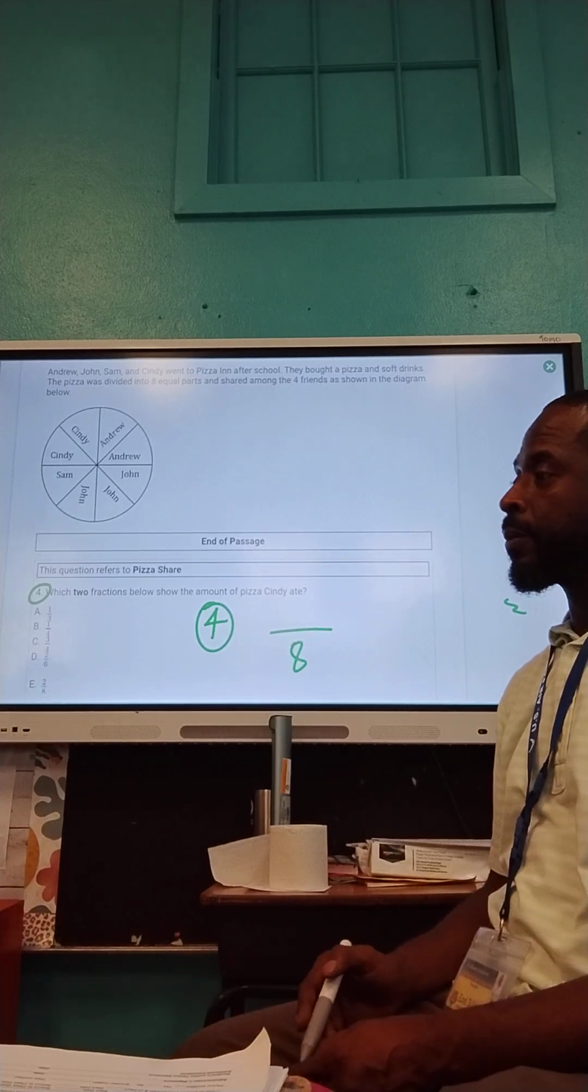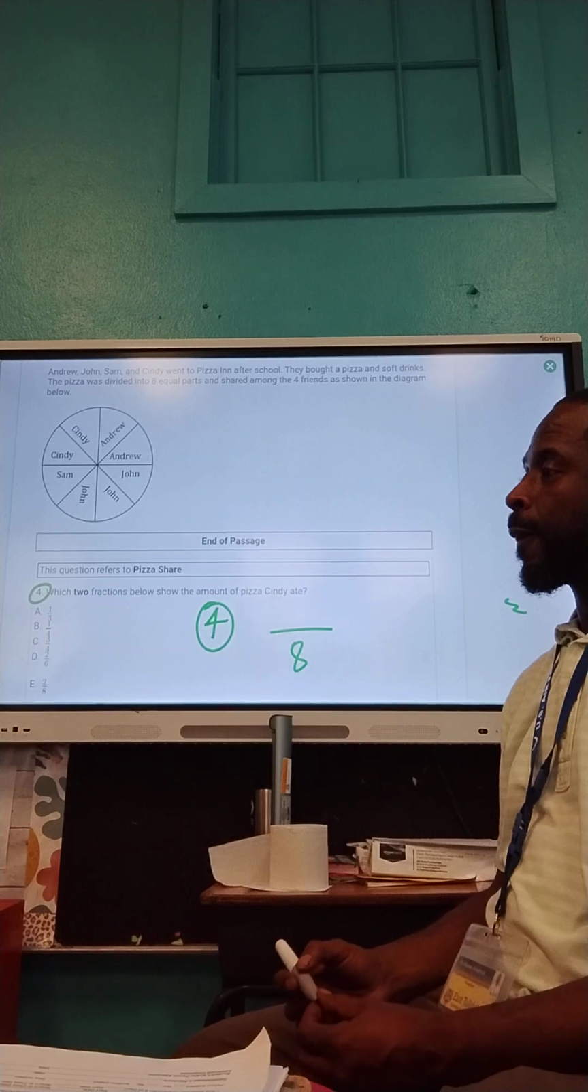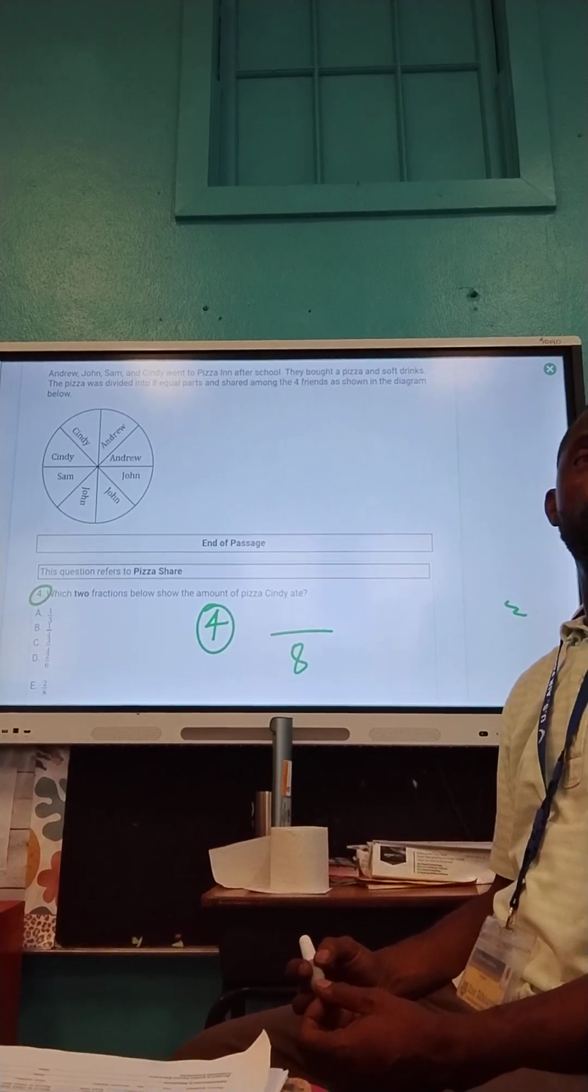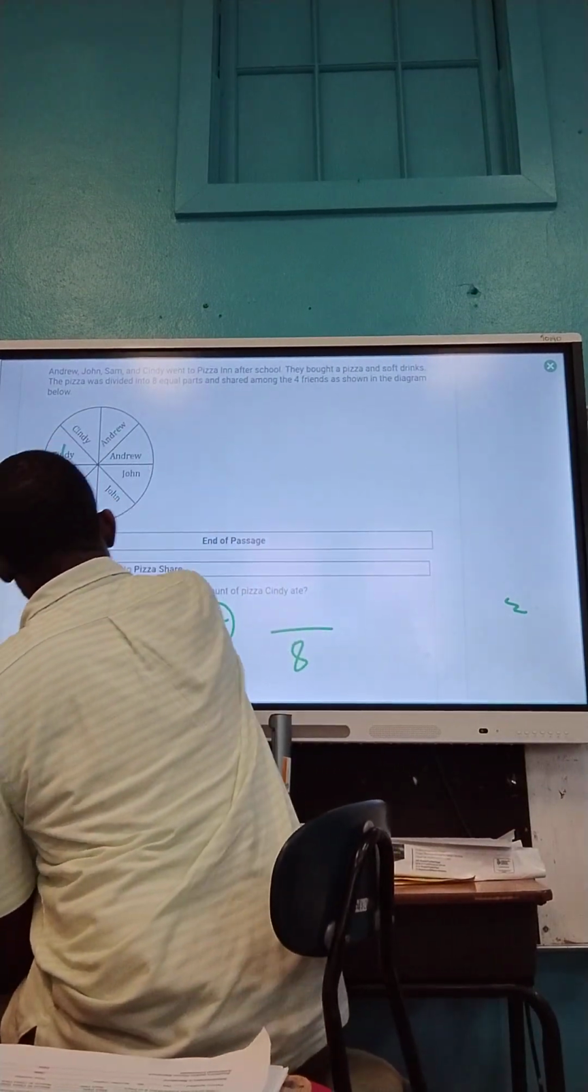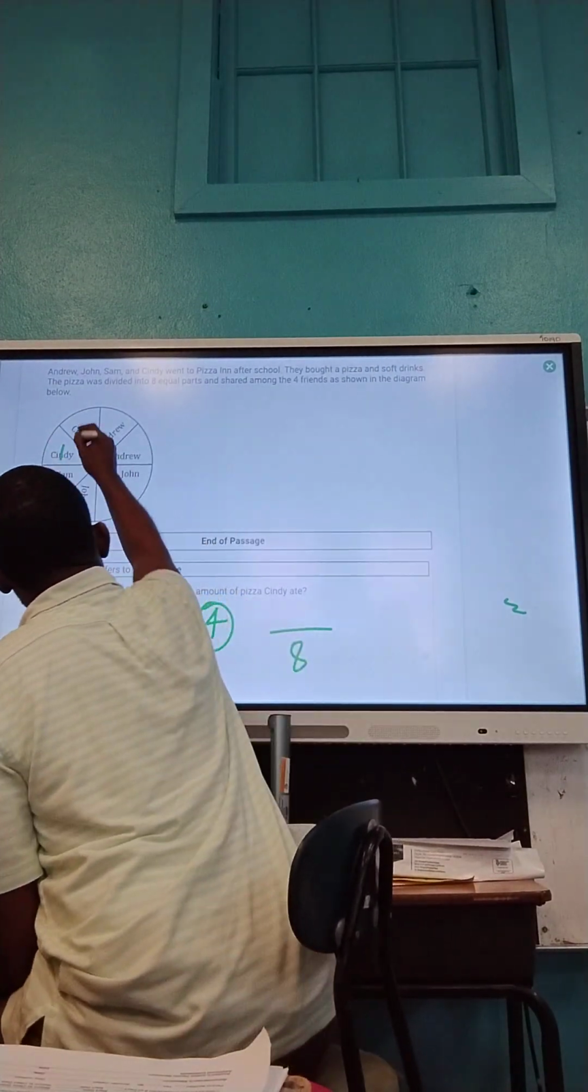Where did you get that from? Because I know. She ate what? She ate what now? 2 over 8. She ate 2 slices. One, and where's the other slice? Right there beside it. 2.